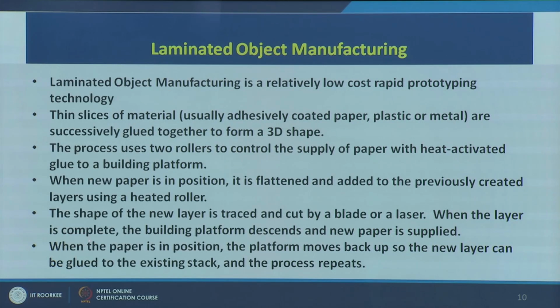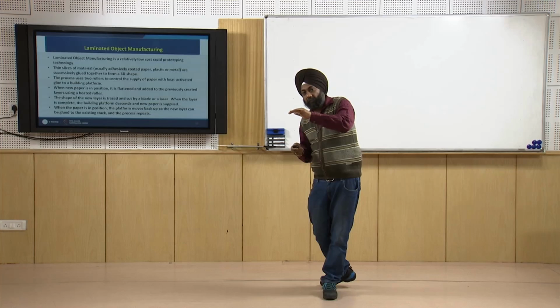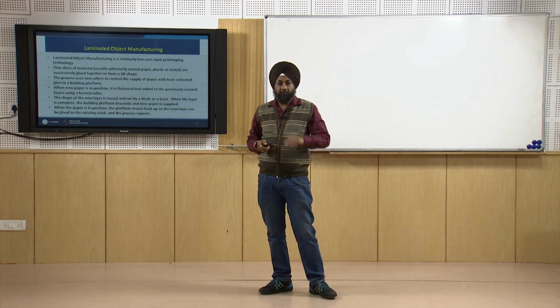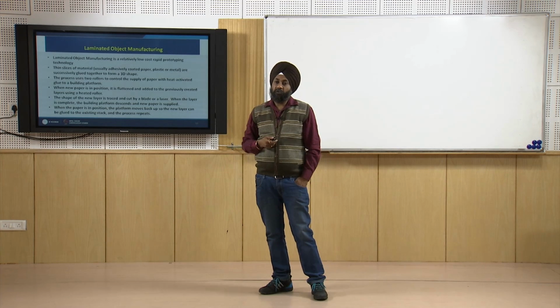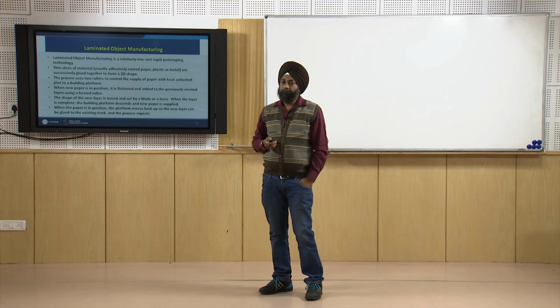When the layer is complete, the building platform descends, that is, the building platform goes down and the new paper or the new sheet is supplied, which I have already explained. When the paper is in position, the platform moves back up so the new layer can be glued to the existing stack and the process repeats. So we can see that layer by layer we can produce a three-dimensional prototype using the rapid prototyping process, that is laminated object manufacturing.